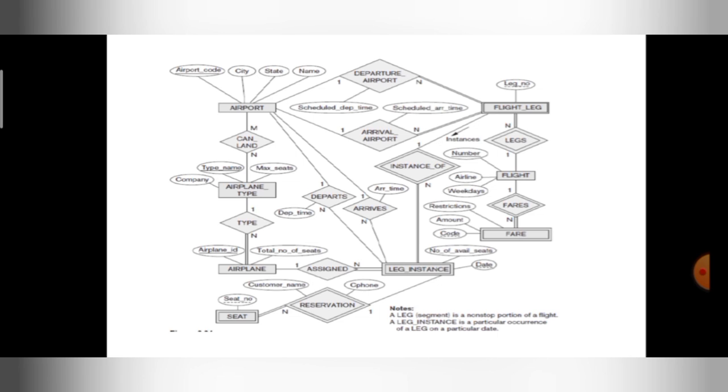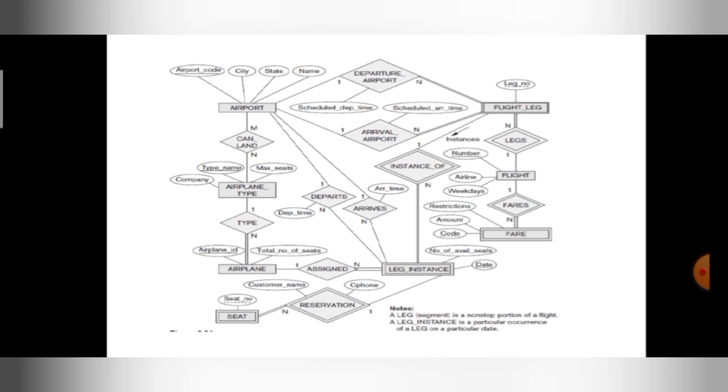You can see for airport I have included a primary key or key attribute, airport code. So for an airplane type, I can include the type name as the key attribute, company, maximum seats. You can see there, airplane. For airplane, I have airplane ID, total number of seats. You can see there, right?